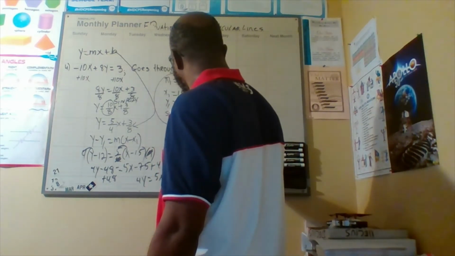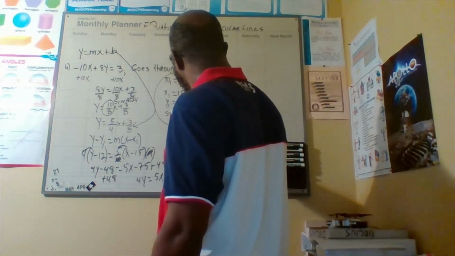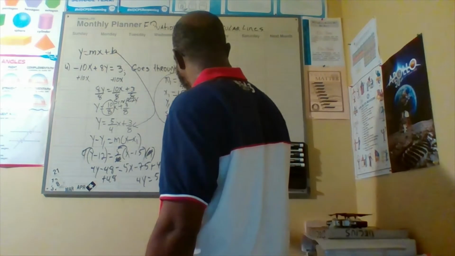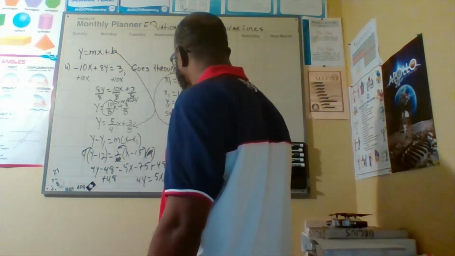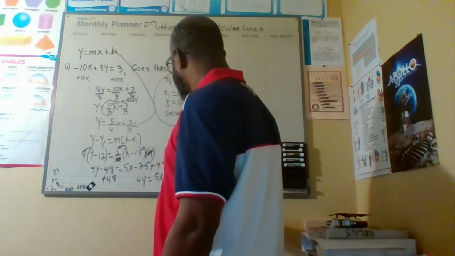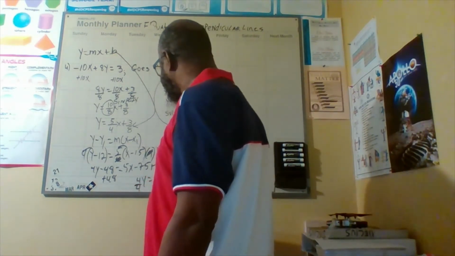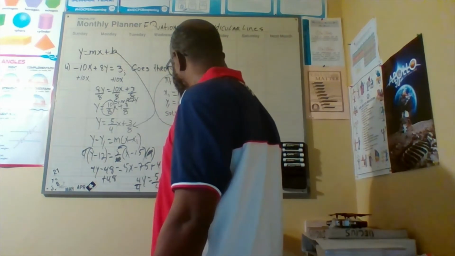Alright, divided by 4. Then your equation is y equals 5/4 x minus 27 over 4. That is the equation that is parallel. Now you need the equation that is perpendicular.